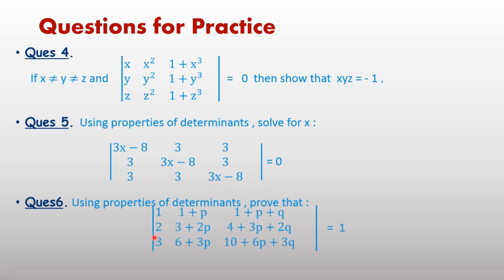Question number 6. You have to prove this result as 1. Again, all the elements of second column written as sum of two elements. One property we have covered. Just think that property and try to solve this question. So these 6 questions you have to solve and complete and then give the answer.